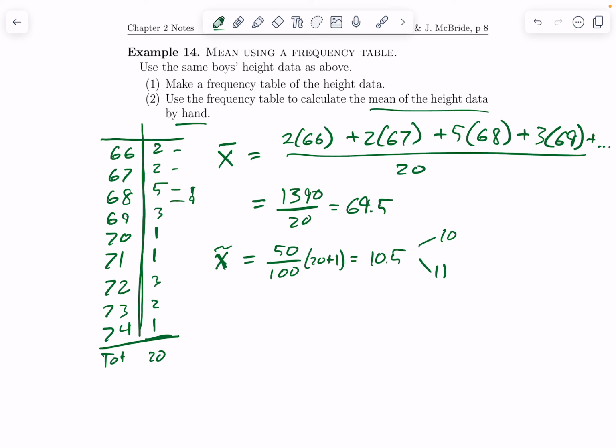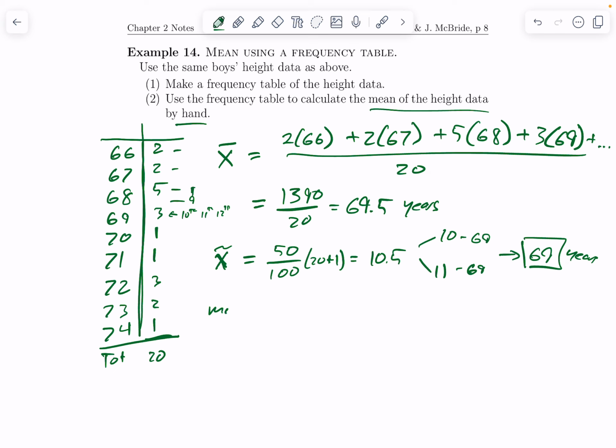And then 10, 11, and 12, my 10th, 11th, and 12th data points are 69. So both of these are going to be 69. I average those, and I end up getting 69. So that's my median. This is years again.